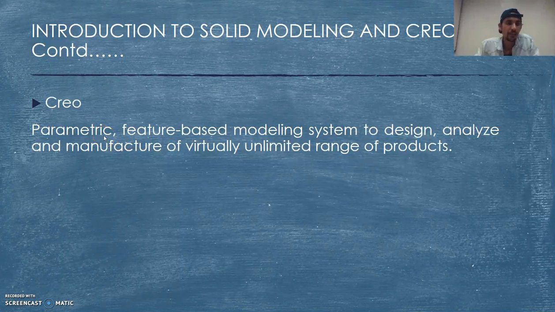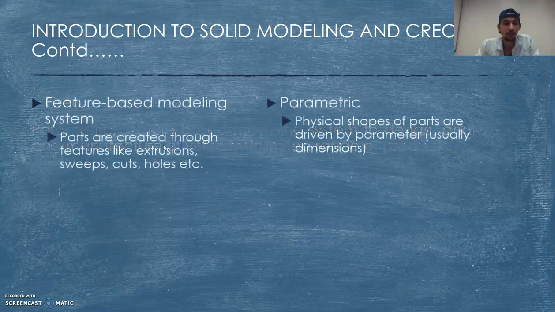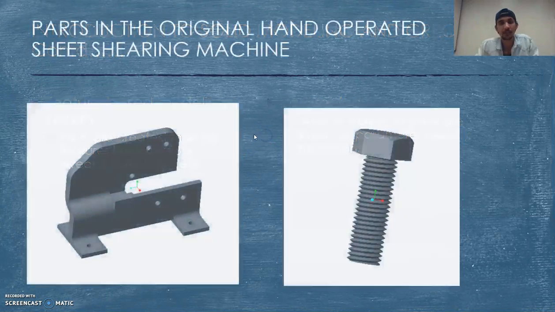What is Creo? Creo is basically a parametric feature-based modeling system to design, analyze and manufacture an almost unlimited range of products. Feature-based modeling system basically means that the parts are created through features like extrusion, holes, cuts, sweeps. Similarly, parametric means that the physical shapes of the parts are driven by parameters. Those parameters are usually dimensions.